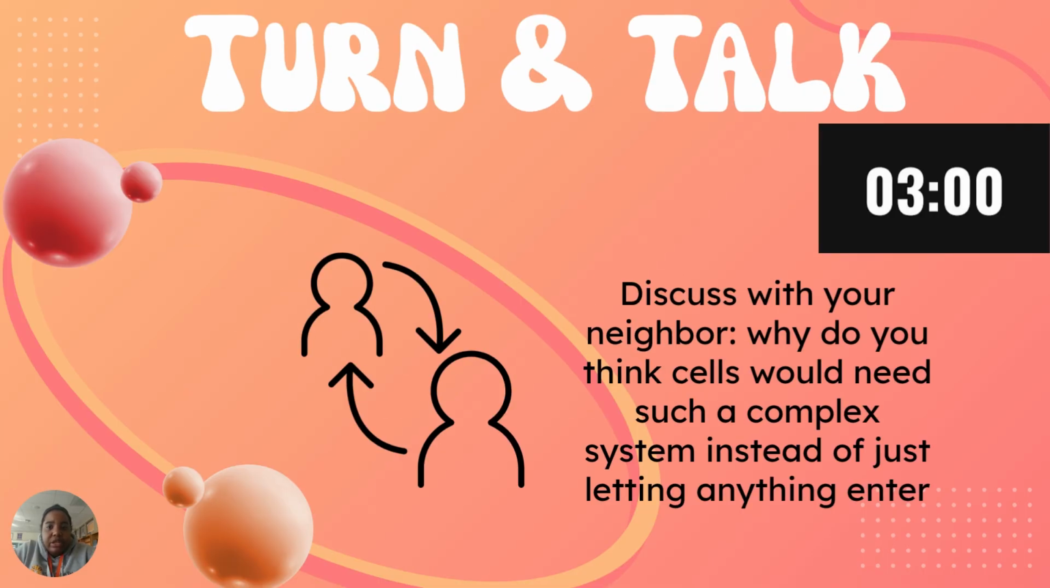Now, I would like for you to turn and talk with your neighbor. You will have 3 minutes to discuss why you think cells need complex systems, instead of just allowing things to enter. Now, as you think about this question, think about this. When your body needs to repair a wound, growth factors are released that bind to receptors on nearby skin cells. Those receptors trigger cell division to close the wound. However, if that signal keeps going when it shouldn't, that's how cancer starts. Too much communication, but of the wrong kind.